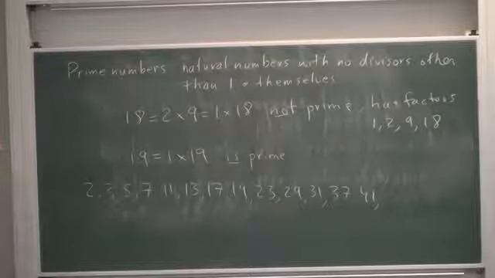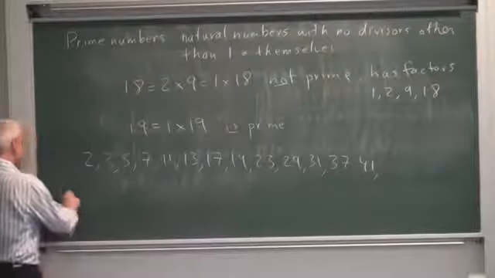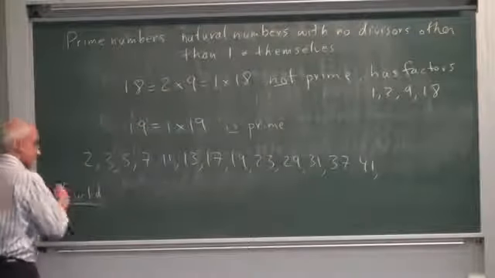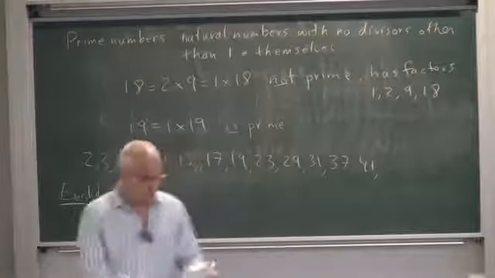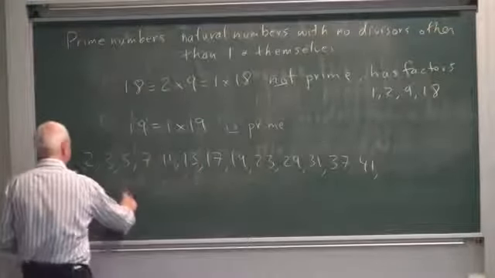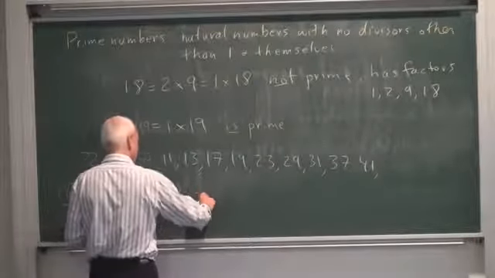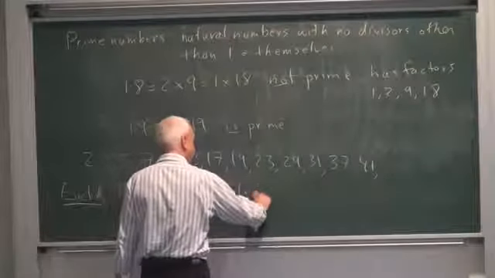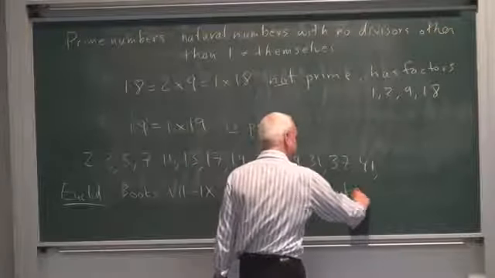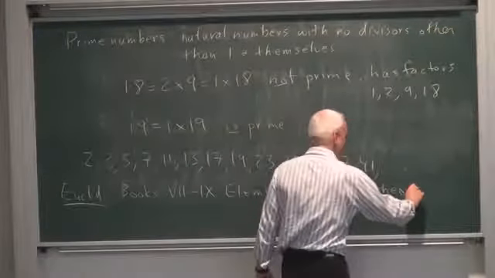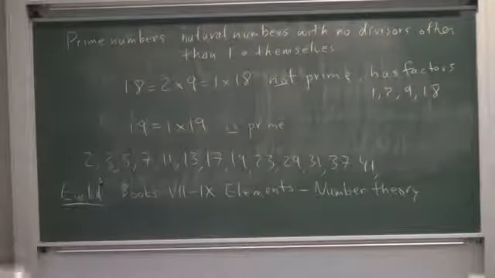But one of the great accomplishments of Euclid, or ancient Greek mathematics, was to realize that there were an infinite number of primes. So books 7 to 9 of the Elements were concerned with number theory. Books 1 to 6 was more or less geometry, and books 7 to 9 was number theory.